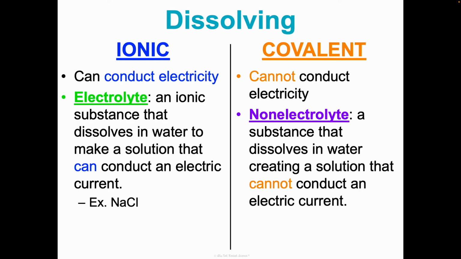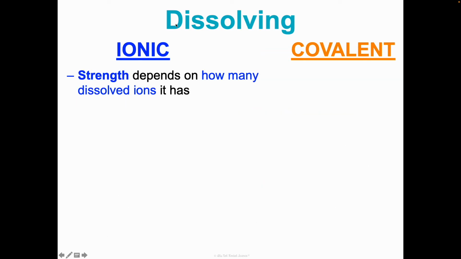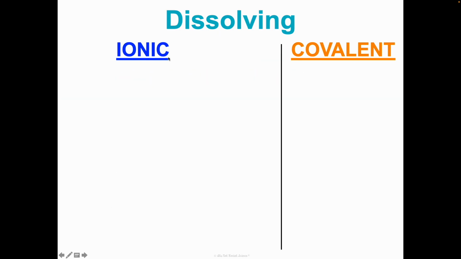Covalent substances cannot. We would classify them as non-electrolyte solutions: a substance that dissolves in water, creating a solution that cannot conduct an electric current. That's what sugar would be like. Okay, now, we can have strong versus weak electrolyte solutions though. So I want to make that additional distinction here. This is again where I have more to say for ionic than I do for covalent.